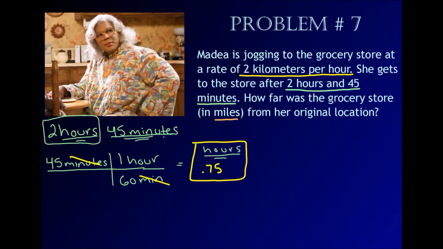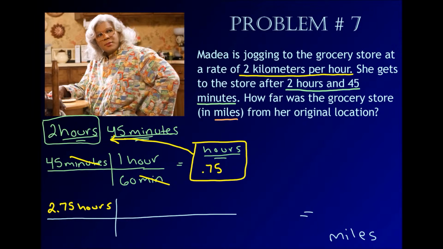Now this right here represents the minutes portion of the hours, so that has to be added with the 2 to give me the full amount of time. So really 2 hours and 45 minutes is the same thing as 2.75 hours. And that 2.75 hours is actually going to be the beginning point of my actual conversion table for the problem. Over here at the end, I have miles. Miles is what we want to end with. We want to know the distance from the grocery store to her original location.